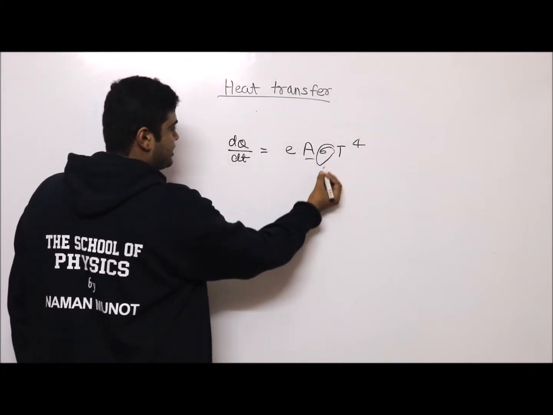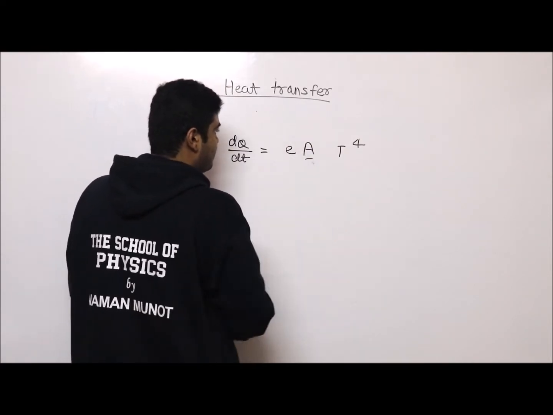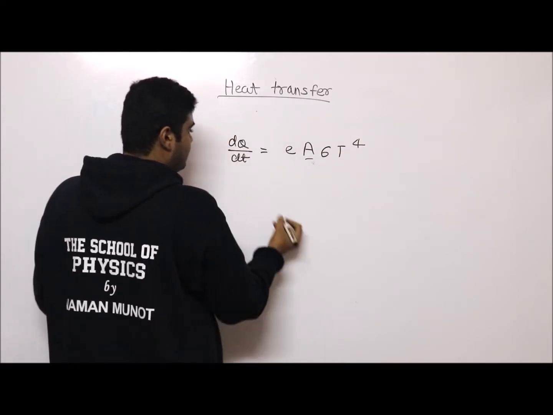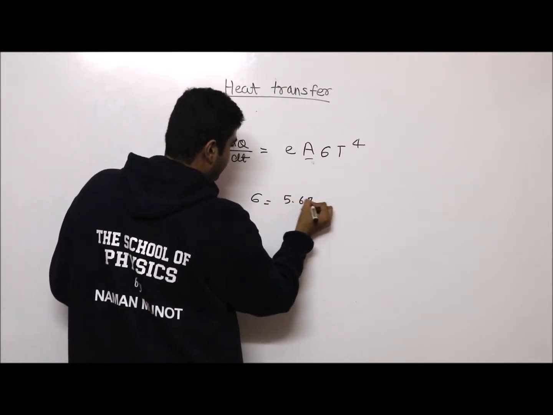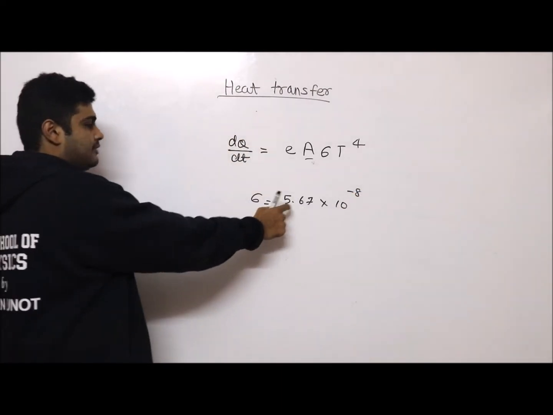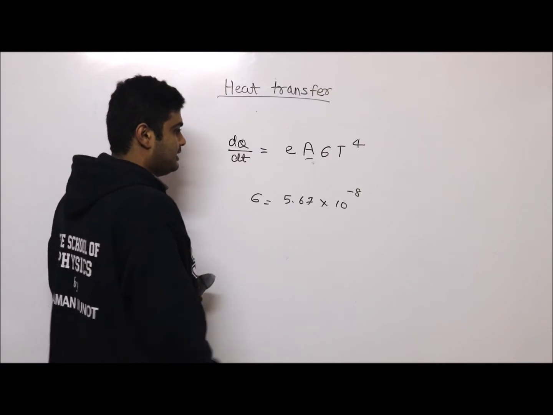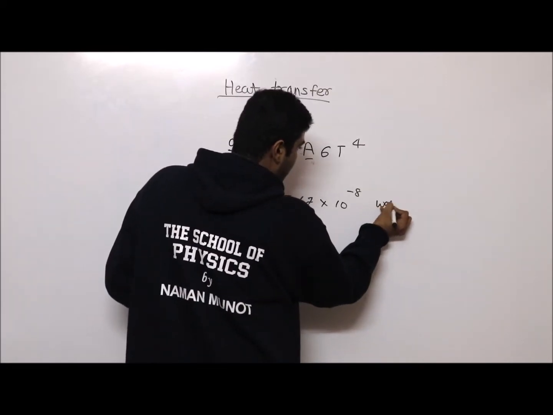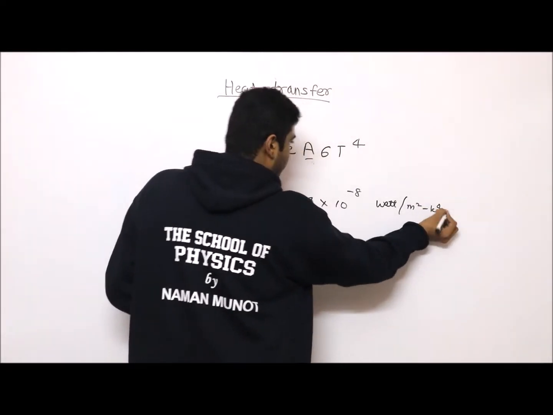What is important is this thing, sigma. We have to remember the value of sigma, which is 5.67 into 10 to the power minus 8. I call it the 5678 formula. So 5.67 into 10 to the power minus 8 watt per meter square Kelvin to the power 4.